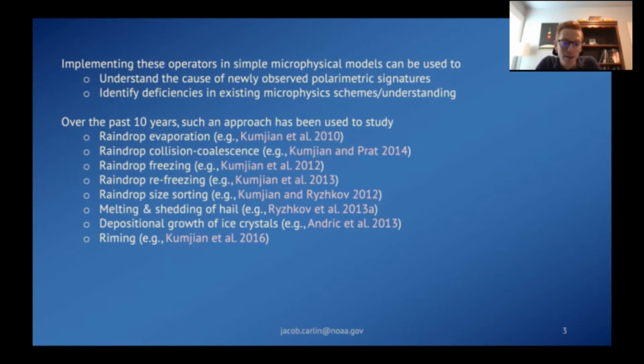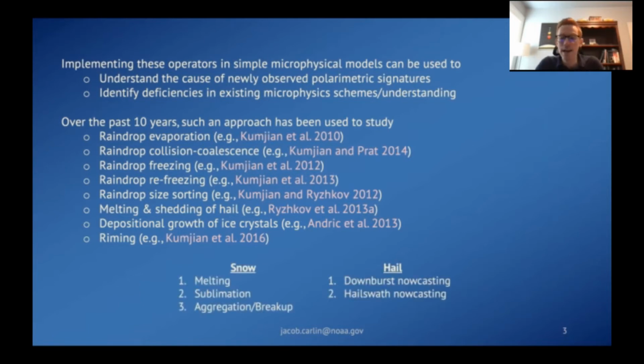So over the past decade or so, this has been a popular approach. Early on, a lot of it was applied to raindrop microphysics, so things like evaporation, size sorting, and collision coalescence. More recently, we've started moving toward more complex microphysical processes, typically involving ice. So studies have taken an approach like this, looking at the depositional growth of ice crystals and things like riming.